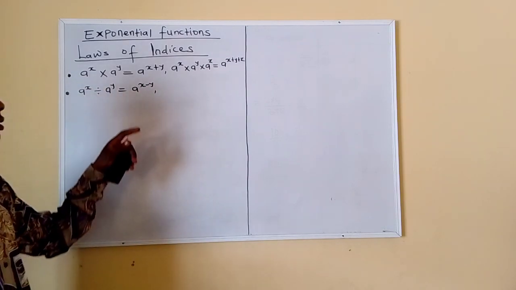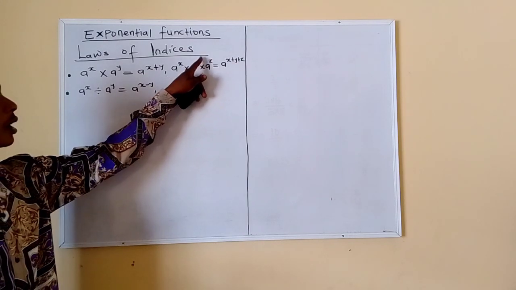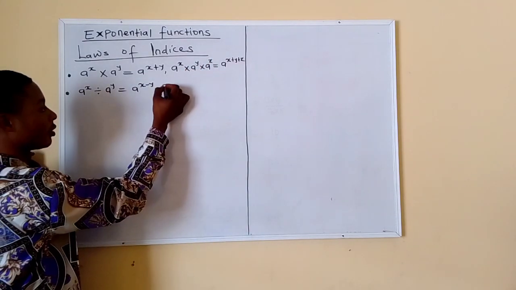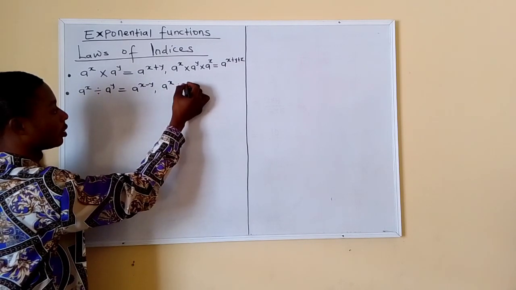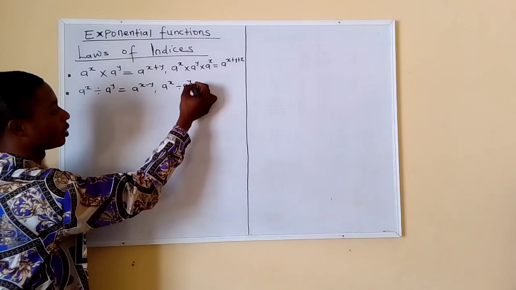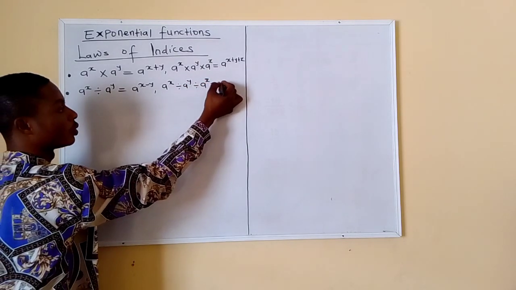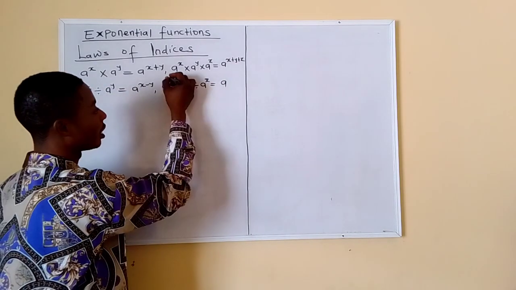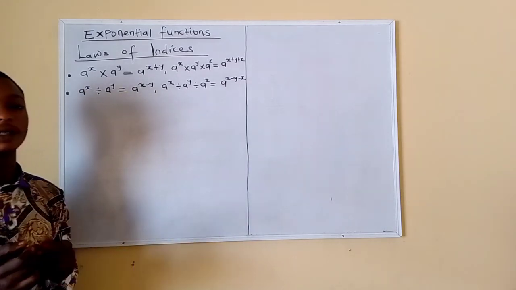Same thing when the powers are more than two: x, y, z. If we have a raised to the power of x divided by a raised to the power of y divided by a raised to the power of z, it is equal to a common base a, then x minus y minus z.